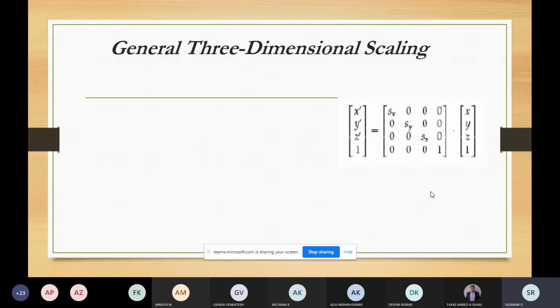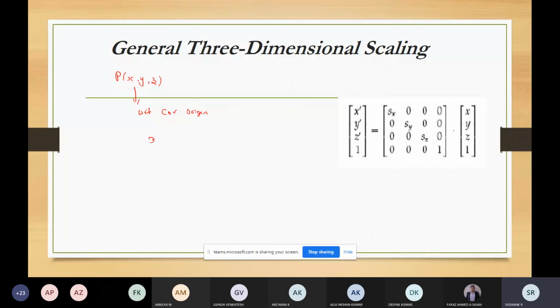Now we are talking about three-dimensional scaling. What does three-dimensional scaling mean? Here the point is represented by three dimensions: some point P represented by x comma y comma z. For this, you need to perform scaling with respect to the coordinate origin.